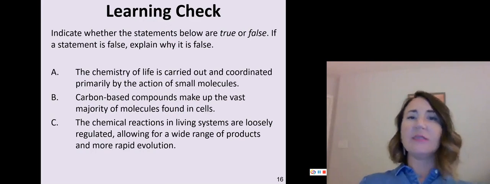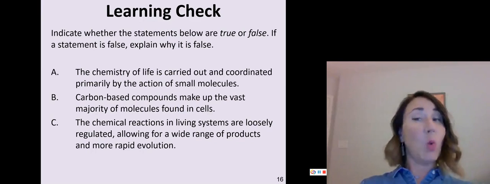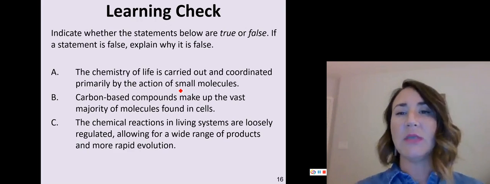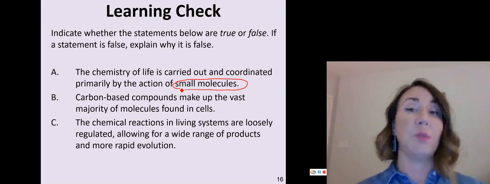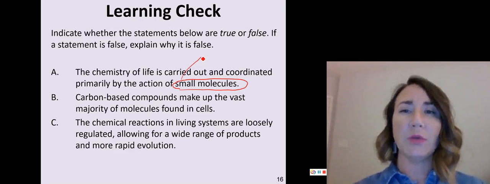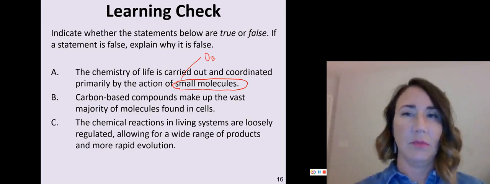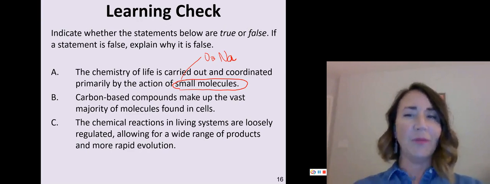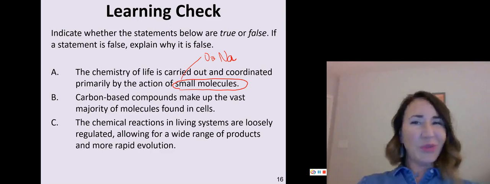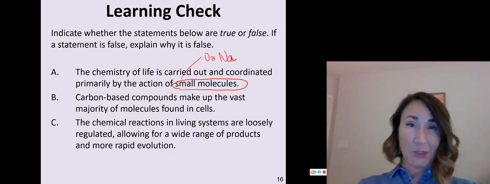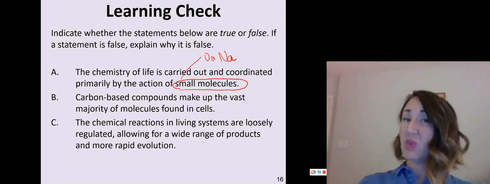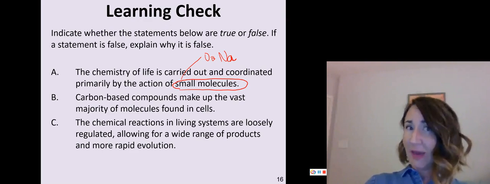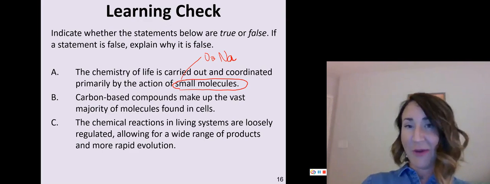So first statement is the chemistry of life is carried out and coordinated by primarily the action of small molecules. And so this is a time that it's helpful to define what is a small molecule. So small molecules are things like oxygen. Sodium would be a small molecule. And so chemistry of life is kind of like cellular respiration. And so is cellular respiration solely carried out by oxygen? Or are there enzymes, which are proteins, that are involved?